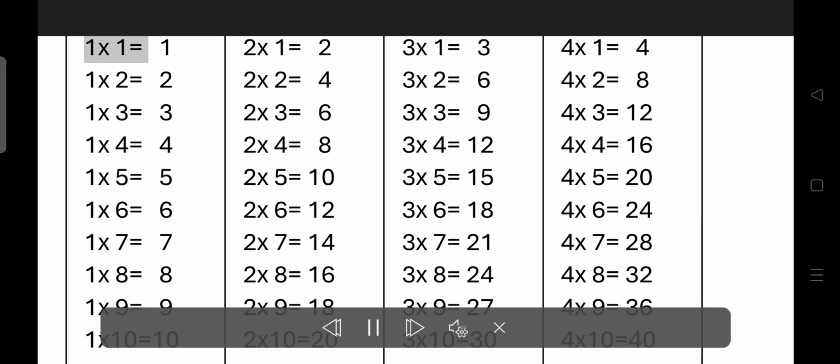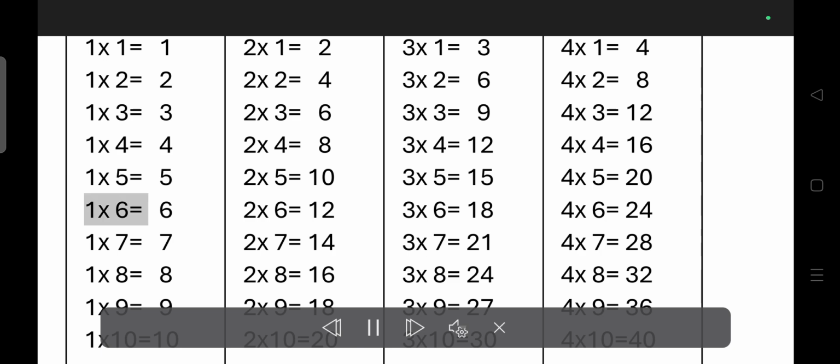1 times 1 is equal to 1. 1 times 2 is equal to 2. 1 times 3 is equal to 3. 1 times 4 is equal to 4. 1 times 5 is equal to 5.